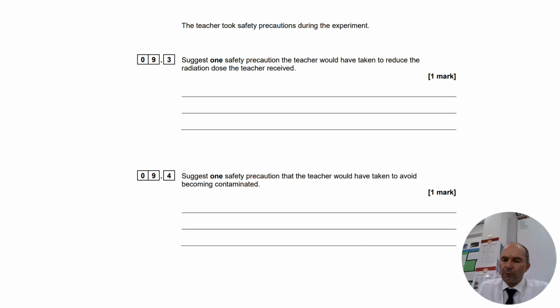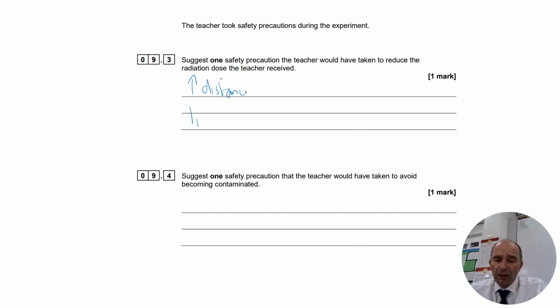And then 9.3, a little bit about safety. The teacher took safety precautions during the experiment. Suggest one safety precaution the teacher would have taken to reduce the radiation dose the teacher received. Well, there's only 1 mark, so you just need to make 1 point. So the best way is to increase the distance between the source and the teacher.